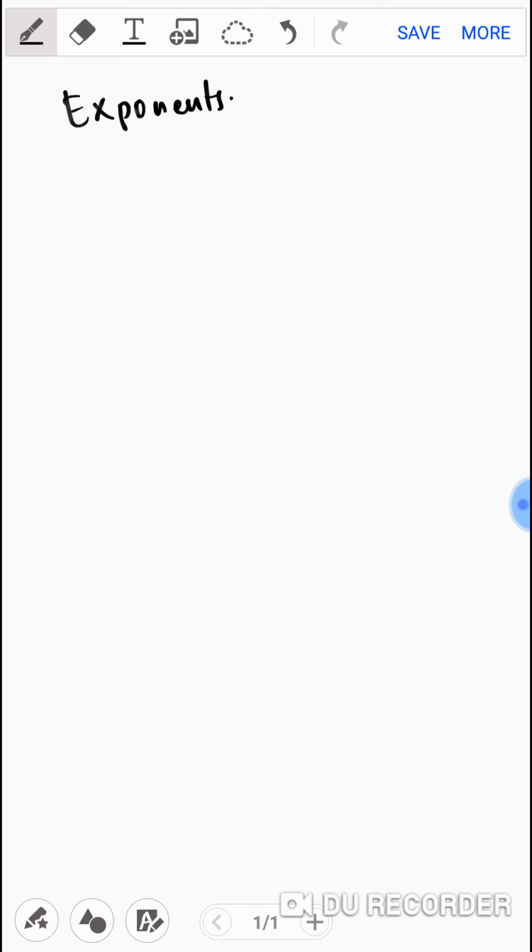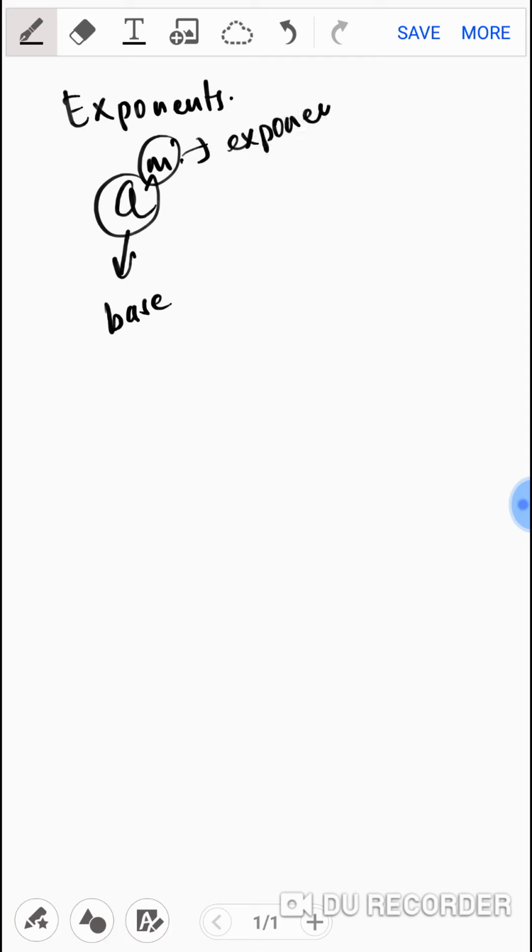Exponents. My dear kids, if I am writing something like this, this is called the base and this is called the exponent, or you can also call it the index or power.